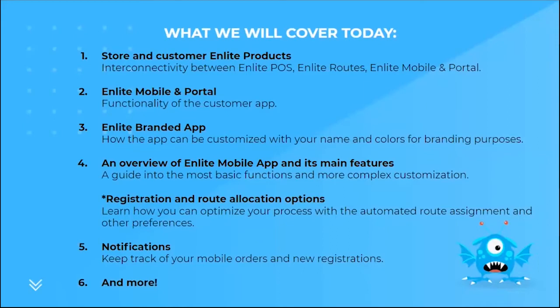We'll be discussing, step by step, a guide into the most basic functions and more complex customization of our customer's app. As a highlight, we have registration and route allocation options. Learn how you can optimize your process with the automated route assignment and other preferences. Number five, notifications. Keep track of your mobile orders and new registrations, which is most important to you, and much more.